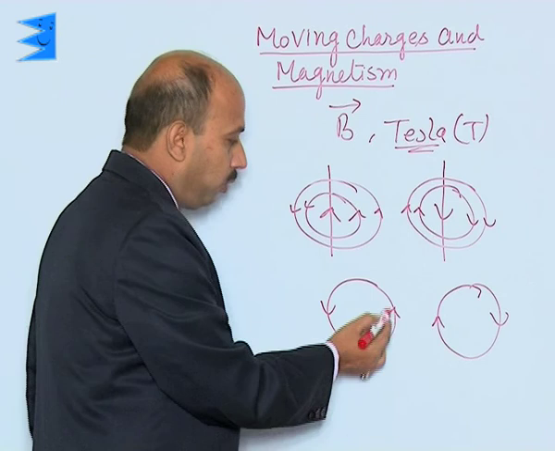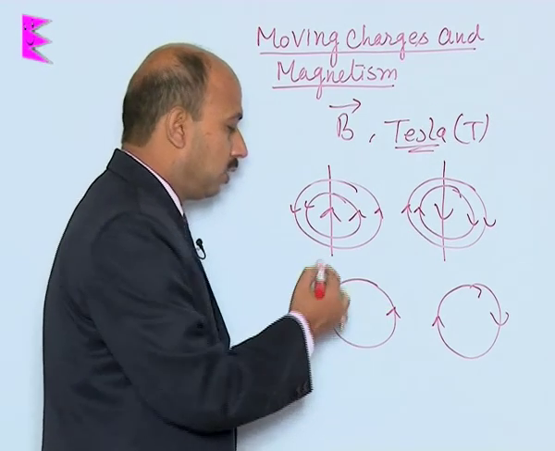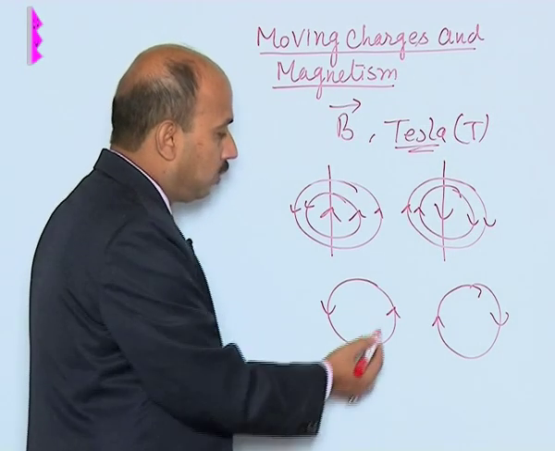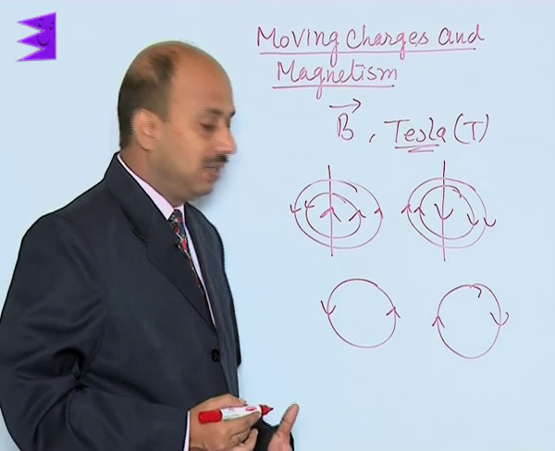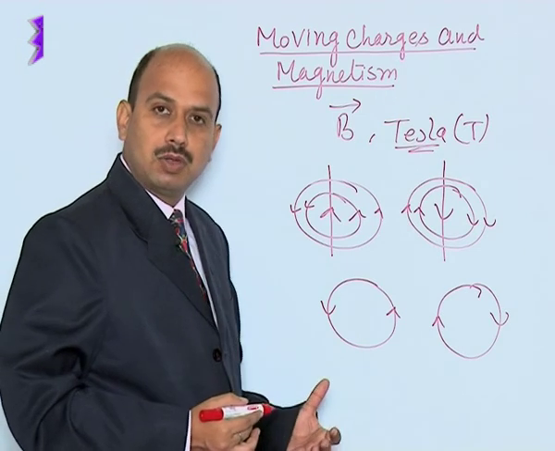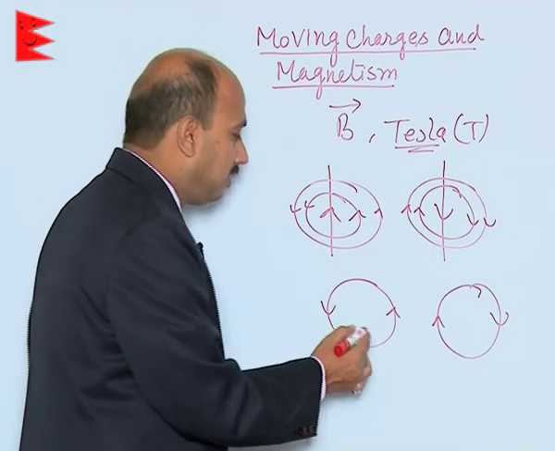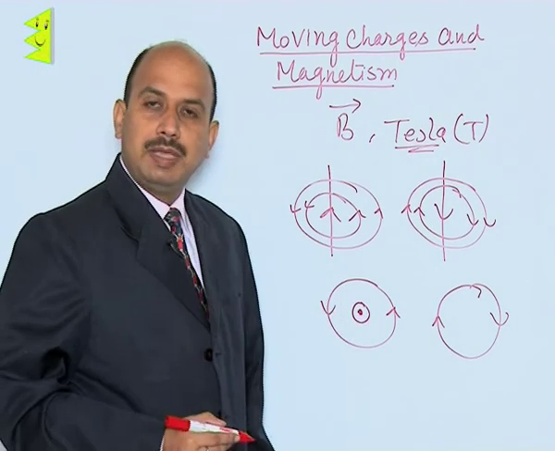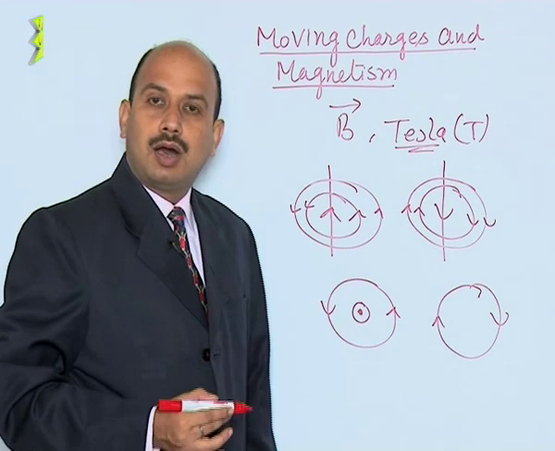If the current is flowing in the anti-clockwise direction, then the magnetic field inside the loop or at the center of the loop is perpendicular to the plane, outward. Or you can say the magnetic field is in the direction perpendicular, emerging out of the plane of the paper. That is represented by a dot here. It means the magnetic field inside the coil is perpendicular to the plane, outward.